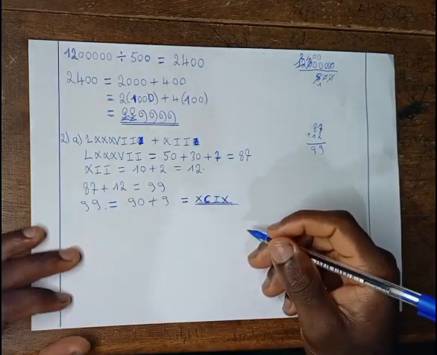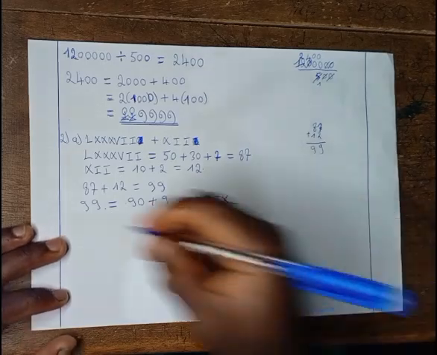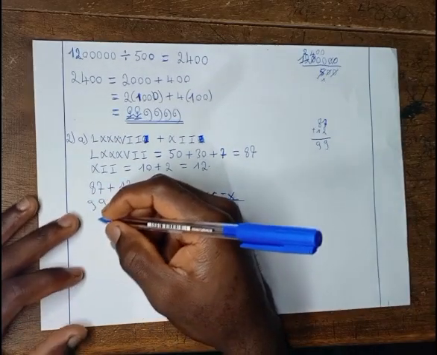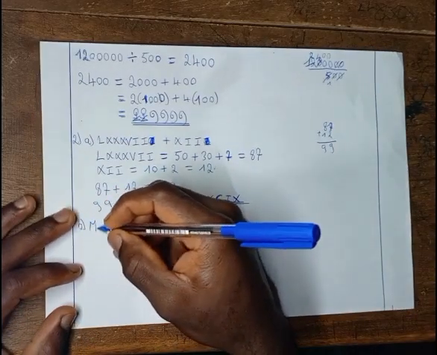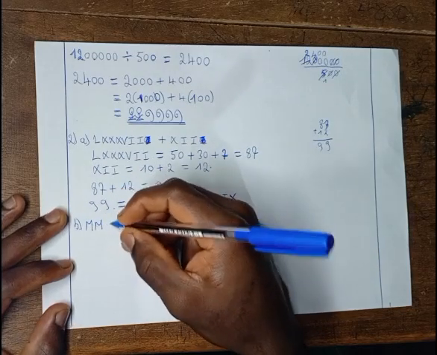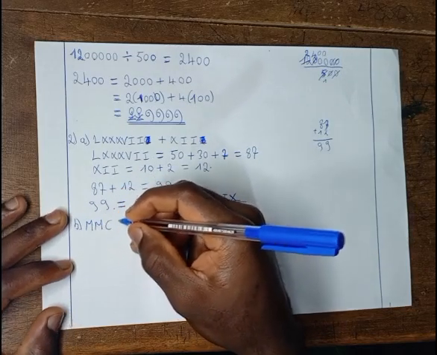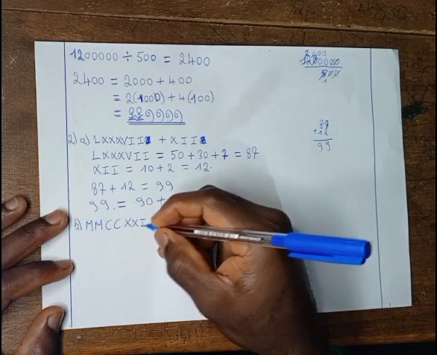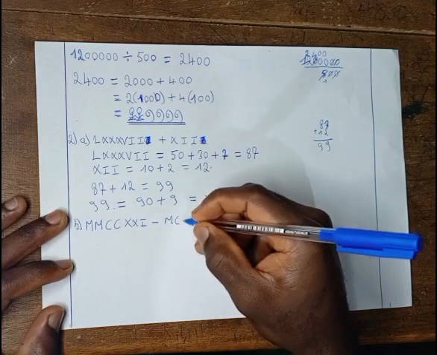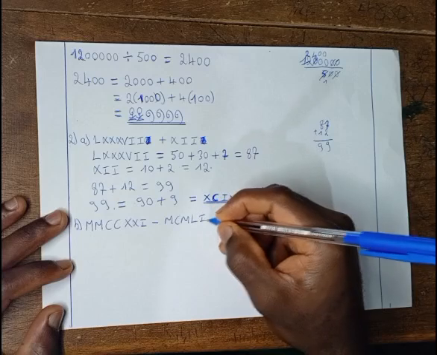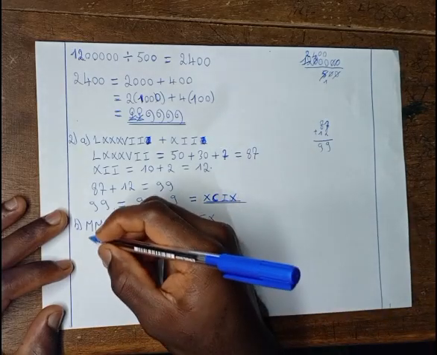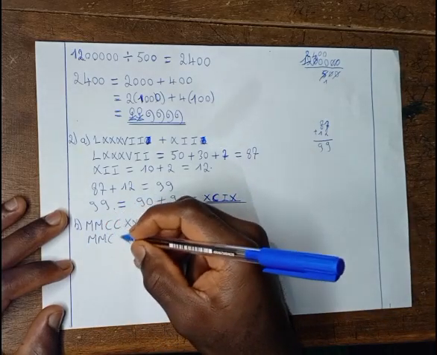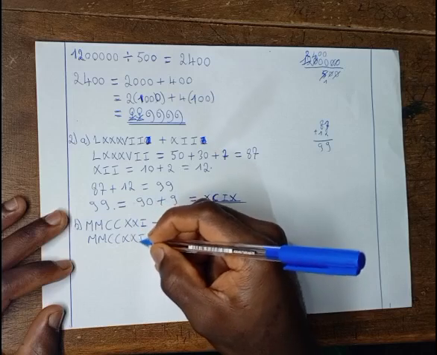We go now to the next question, question B. For question B, we have MMCCXXI minus MCMLIX. So we need to convert the first number, MMCCXXI.